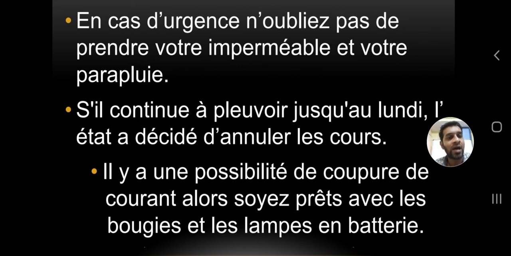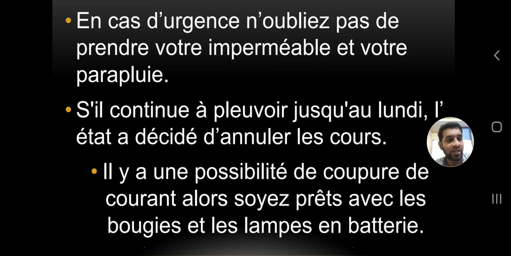S'il continue à pleuvoir jusqu'au lundi. If it continues to rain till Monday. Okay, after Saturday, Sunday, if it continues to rain till Monday, l'État a décidé d'annuler les cours. Okay, so the government has decided to cancel the classes, to close the schools. So if it continues to rain till Monday, the government has decided to cancel the classes, it means to close the schools.